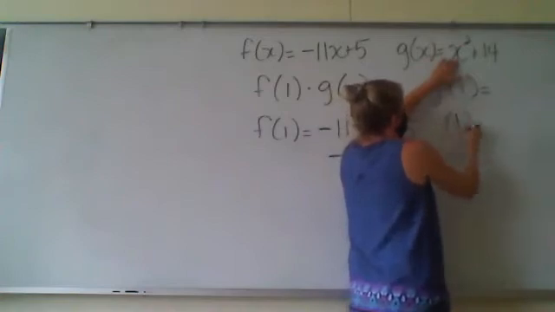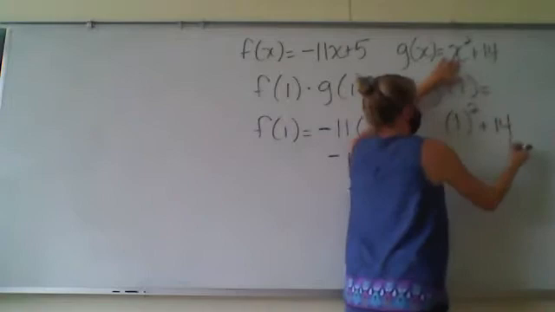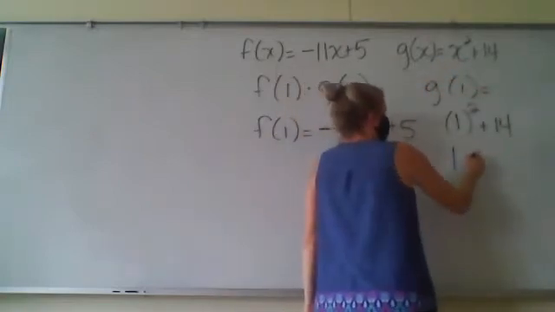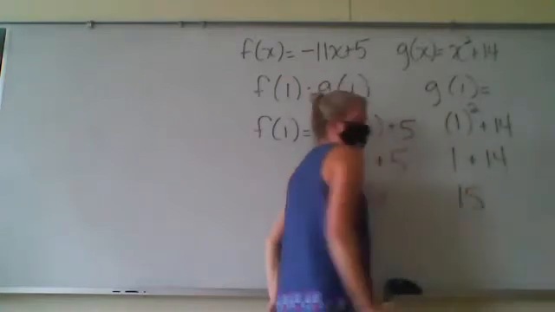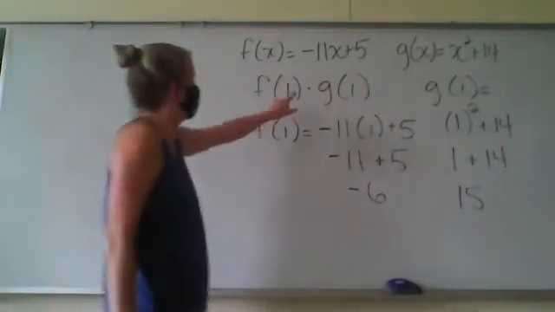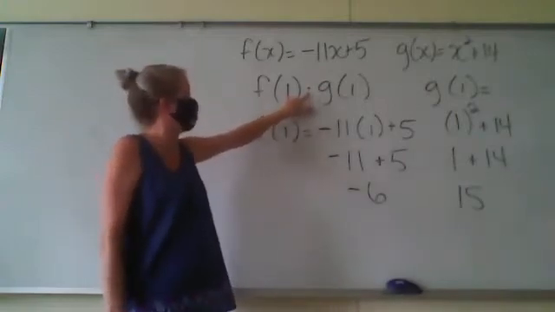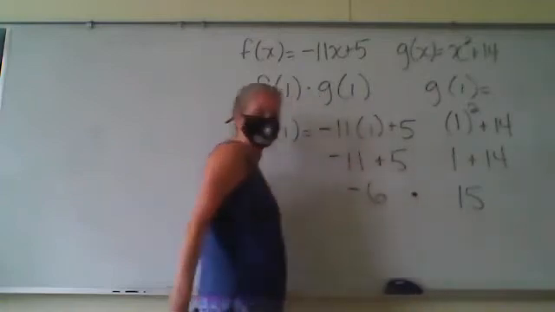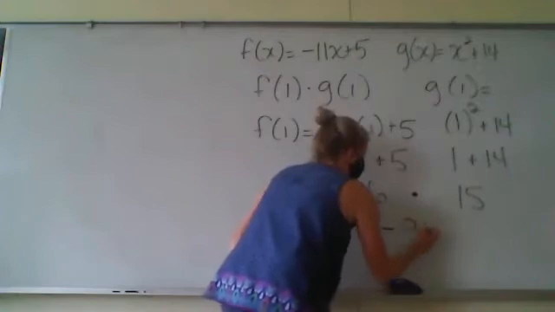I'll have 1 squared plus 14. 1 squared gives me 1. Bring down my plus 14, which gives me 15. So there's my two solutions. So once again, go back to the beginning and see what mathematical operation it wants you to do to those two answers, which is multiply. So I'm going to do negative 6 times 15, which gives me negative 90.